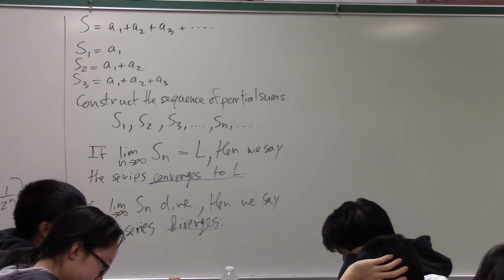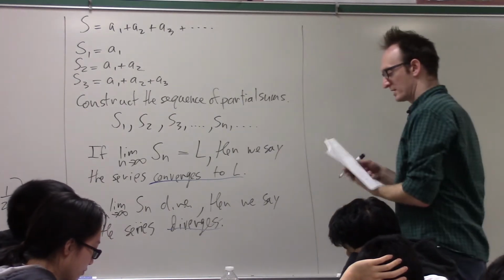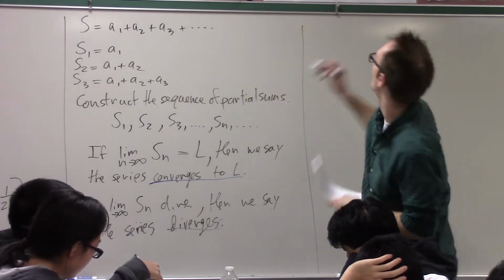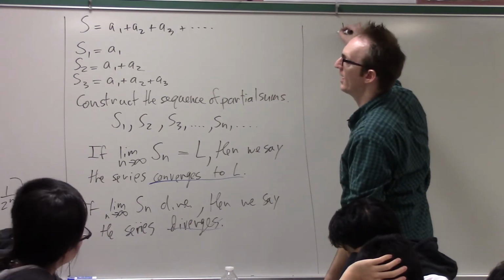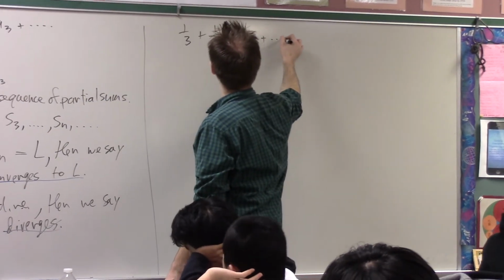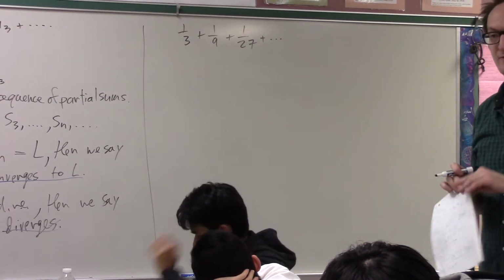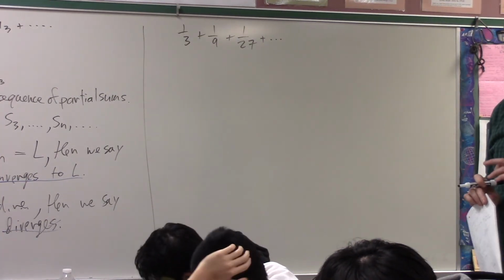Okay. Should we do one quick example? Let's do the example that started this off: 1/3 plus 1/9 plus 1/27, etc. Let's figure out whether this series converges or diverges, and if it converges, let's figure out what it converges to.